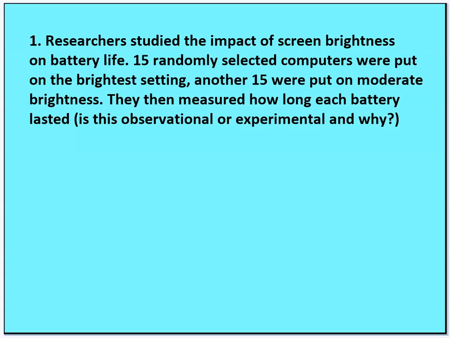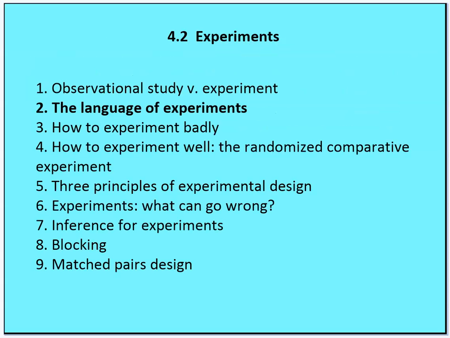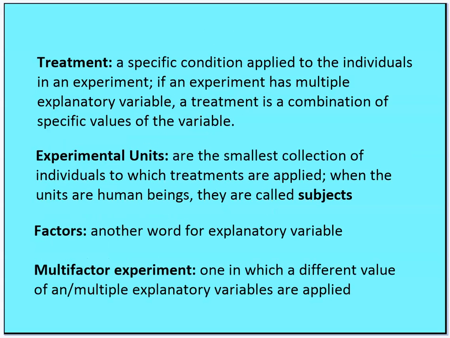Okay, so let's talk about the language of experiments. All right, so treatment. Treatment is a specific condition applied to the individuals in an experiment. If an experiment has multiple explanatory variables, a treatment is a combination of specific values of the variables. All right, experimental units. Experimental units are the smallest collection of individuals to which treatments are applied. When the units are human beings, they're called subjects.